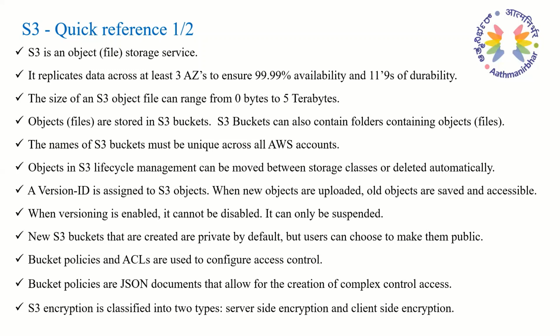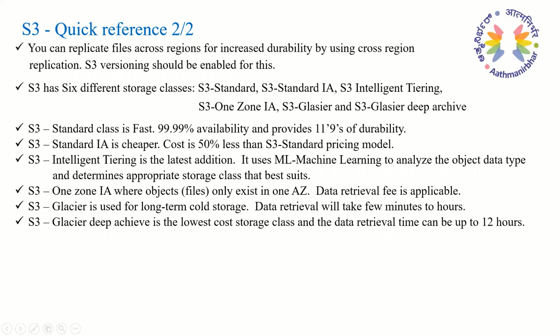S3 encryption is classified into 2 types: server-side encryption and client-side encryption. You can replicate files across different regions for increased durability by using cross-region replication. S3 versioning should be enabled for this feature.